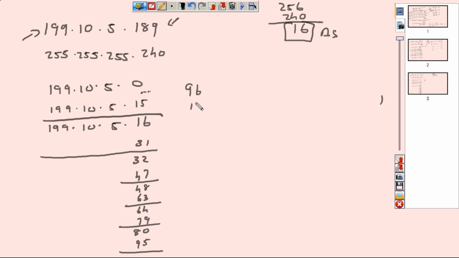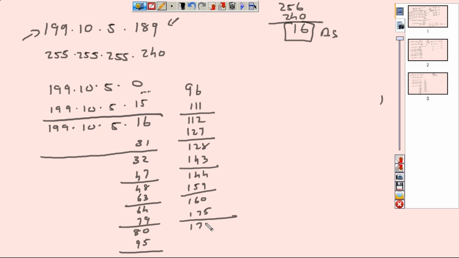So 96 to 111. Then 112 to 127. 128 to 143. 144 to 159. 160 to 175. 176 to 191. I think that is the one, because 189 is right in there.